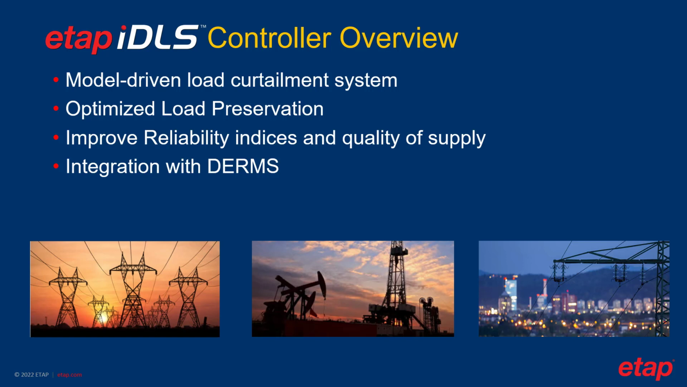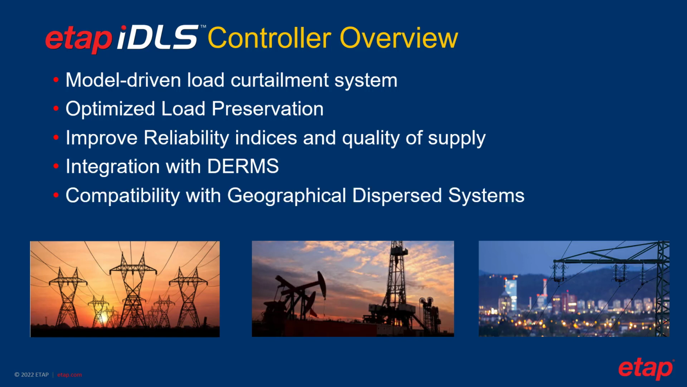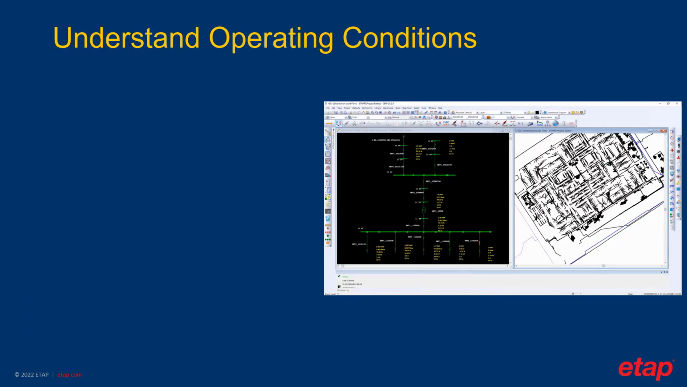The digital twin model and load shed calculations account for distributed energy resources, DER. The ETAP iDLS is a critical component of distributed energy resource management. ETAP iDLS is designed for geographically dispersed systems, such as transmission, distribution, and industrial dispersed systems. For the next sections, we will explain how ETAP iDLS approaches a solution for each requirement in today's distribution load shedding systems. The first requirement is understanding the operating conditions.